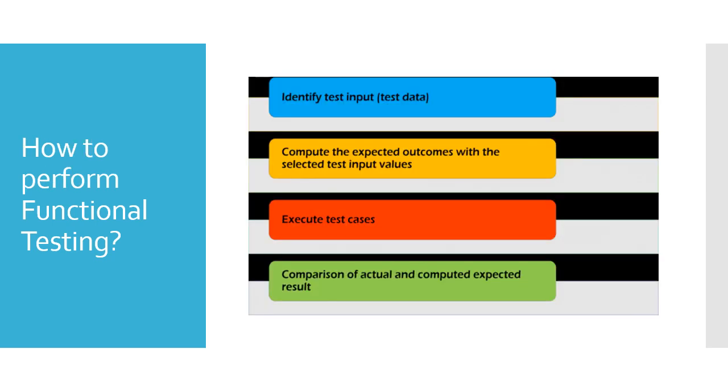Then, how to perform functional testing? In order to functionally test an application, the following steps must be observed. First is identify the test input. Second, compute the expected outcomes with the selected test input value. Third, execute test cases. And the last, comparison of actual and computed expected result.